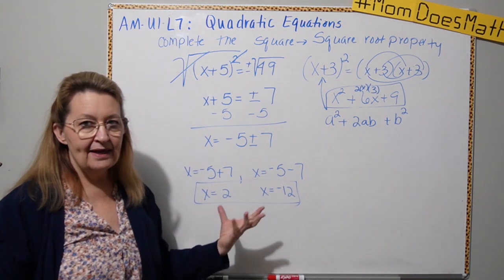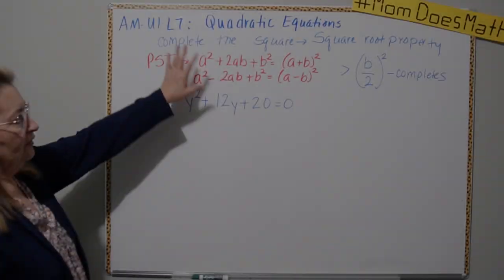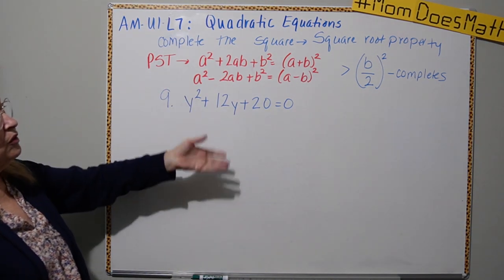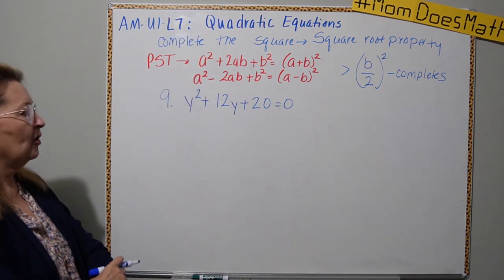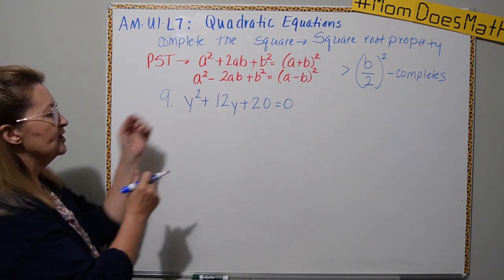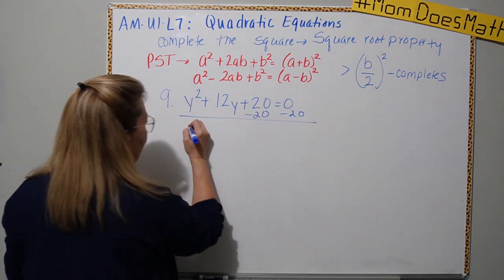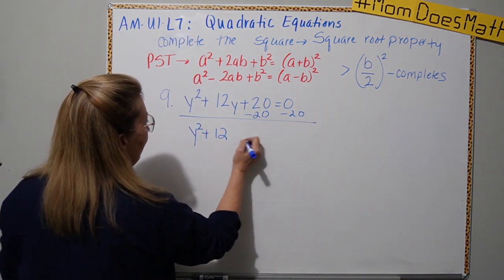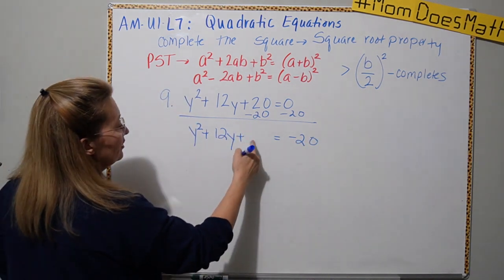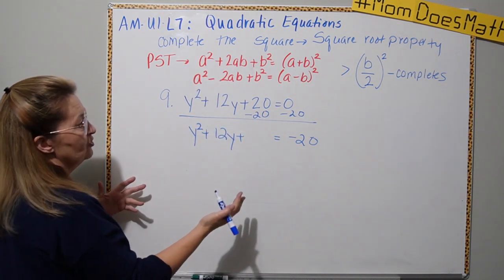So let's look at how to take some numbers and make them into a perfect square trinomial. Okay, let's just dive into one. Number 9 says y squared plus 12y plus 20, and we want to complete the square and then use the square root property. This is how it's done. First, we're going to move the constant term over to the other side by subtracting 20 from each side. So now I have y squared plus 12y equals negative 20. And I left a gap here because now I'm going to fill in the number that completes the square, or makes a perfect square trinomial.